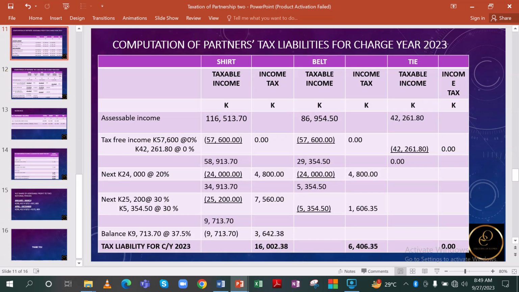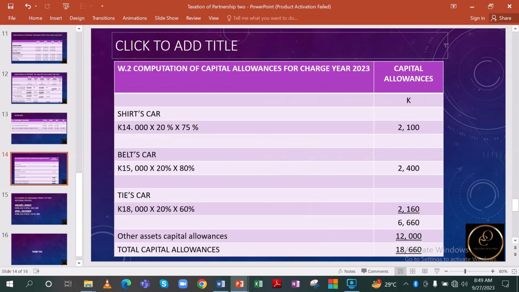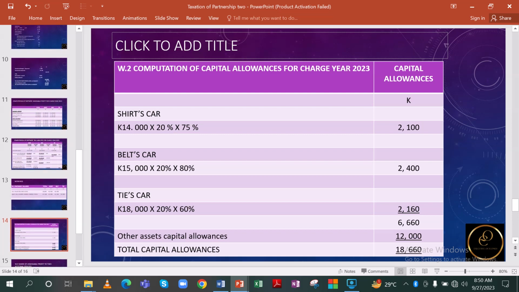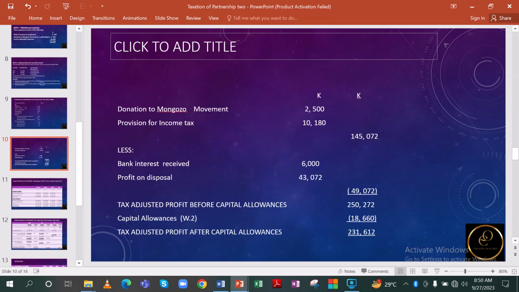We have to look at what is the total capital allowance. So having from cars 6,660 plus other capital allowances from other assets 12,000 gives us a total of 18,660. So that's the total capital allowance. The total capital allowance is a relief. It will be used in the computation of tax adjusted profit. So we're going to knock it off from that figure.